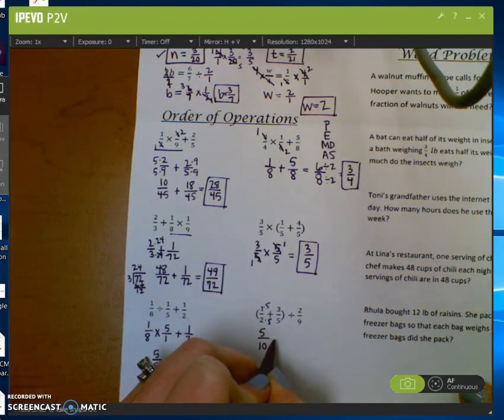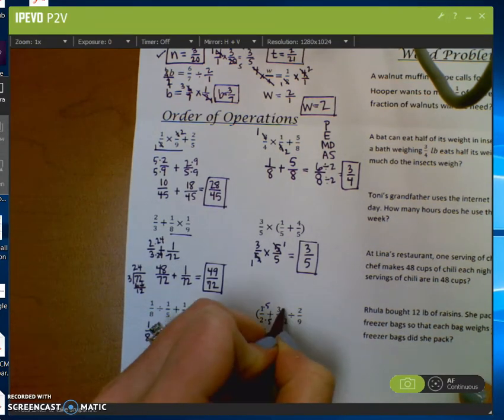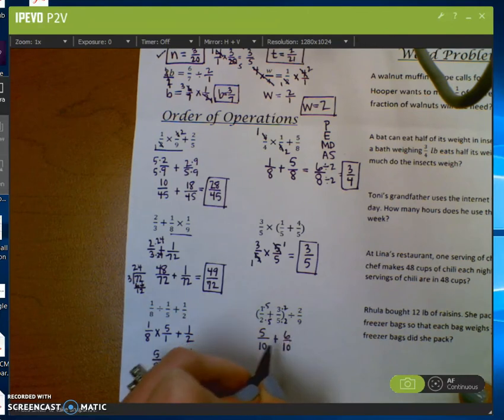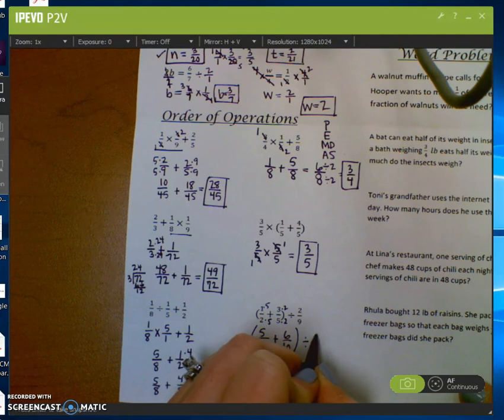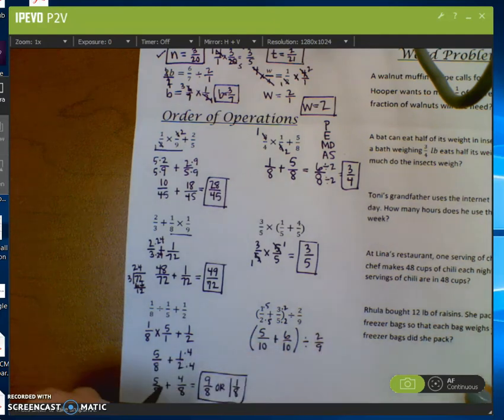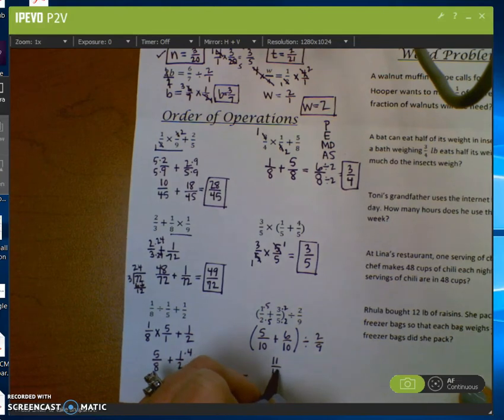So 1 times 5 is 5 for that first numerator. 5 times 2 is what's going to give me 10. So I have to do 3 times 2 for my numerator here and get 6. And I'm doing 5/10 plus 6/10 in parentheses divided by 2/9. 5 plus 6 is 11. Keep my denominator. Divided by 2/9.